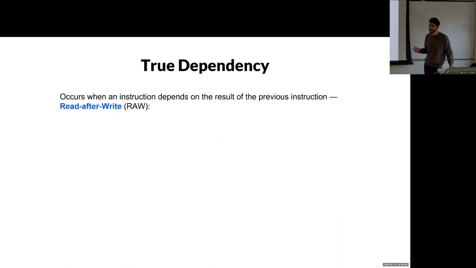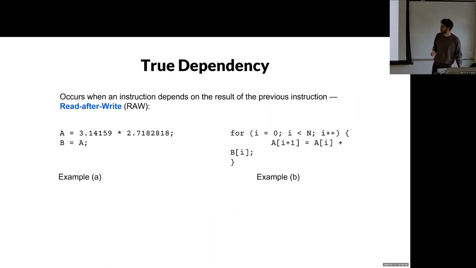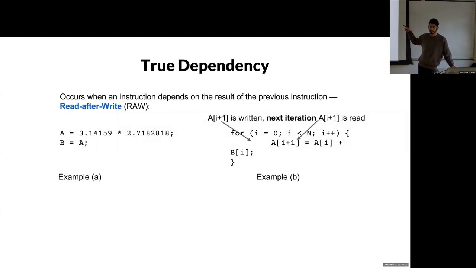True dependency is when you have an instruction in a for loop of the format: read and then write. If we look at the right example, you can see A in position I plus one equals A in position I, and you have actually read after write, because you write A in position I plus one, and in the next iteration, you read it. This is what is called true dependency.